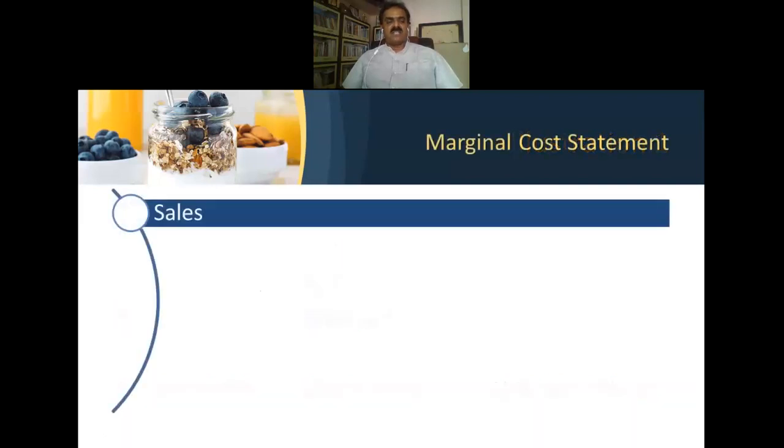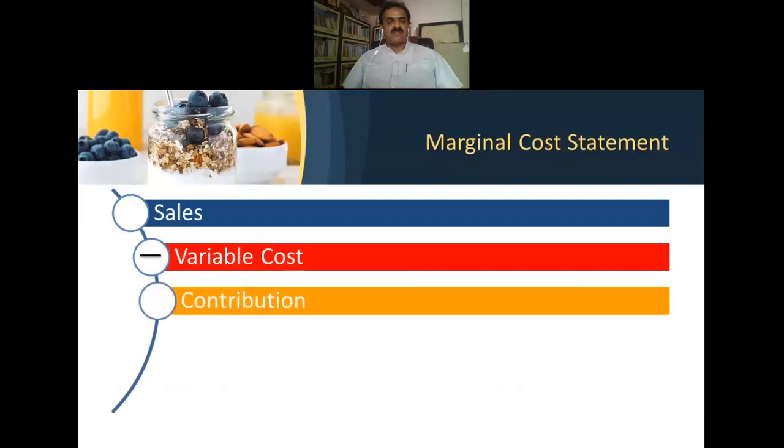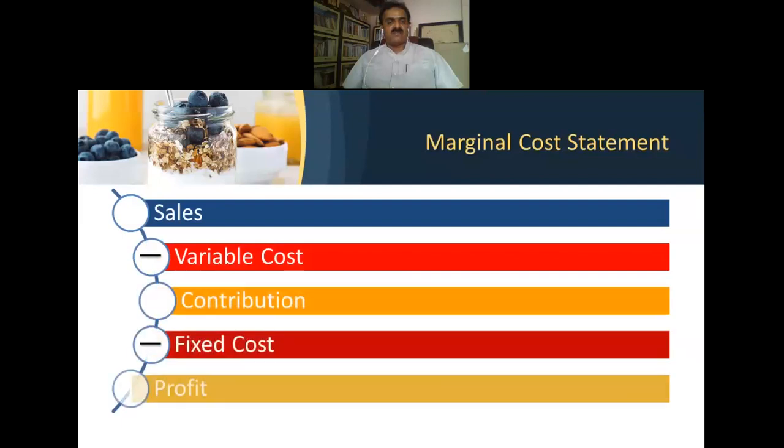See, the marginal cost statement, as you know, is that sales minus variable cost is called contribution, and contribution minus fixed cost is called profit. Now, it is given that the selling price per unit is 120 rupees, whereas variable cost is given as 90, therefore 120 minus 90, the contribution is 30 rupees.